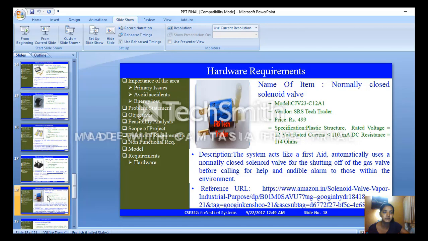The next hardware requirement is normally closed solenoid valve. The model is CJV23C12A1. Vendor is SRS Tech Trader. The price is around Rs 499. It is a plastic structure. Voltage is 12 volt. Rated current is less than 110 milliampere. It has a DC resistance of 114 ohms. The solenoid valve system acts like a first aid. Automatically uses a normally closed solenoid valve for the shutting off of the gas valve before calling for help, and an audible alarm to those within the environment.